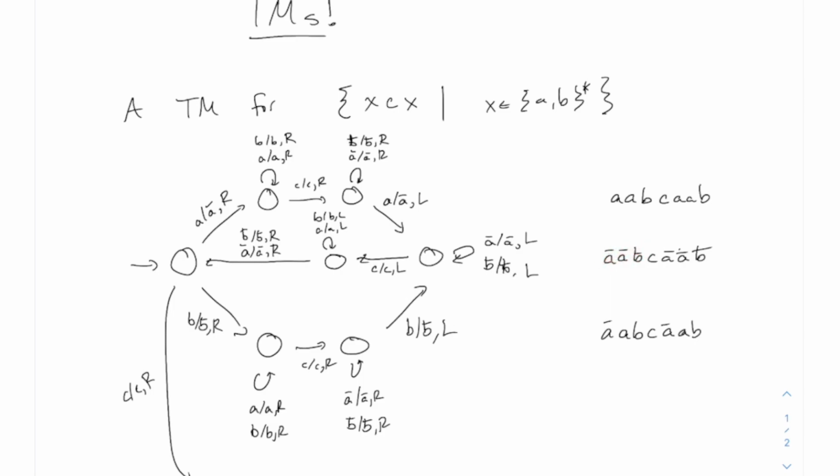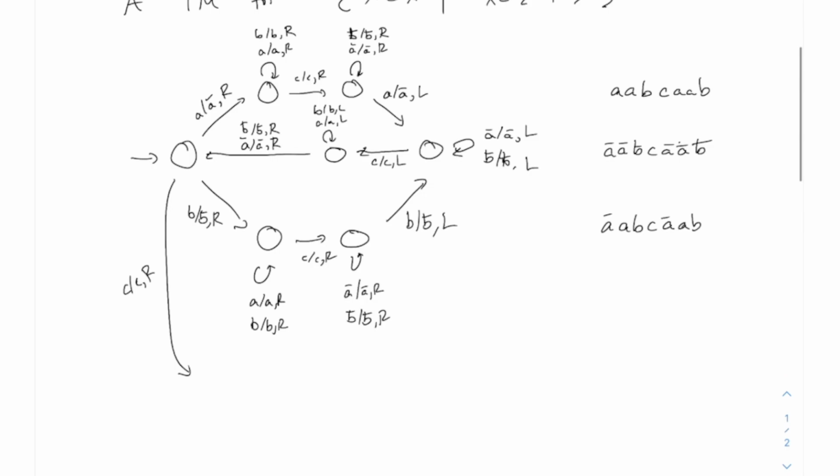Can I just make this arrow to an accepting state, or do we need to do any extra checking? Yes, you need to go all the way back to the end to make sure you haven't left out any at the end. Through all A bars and B bars until you hit a blank.